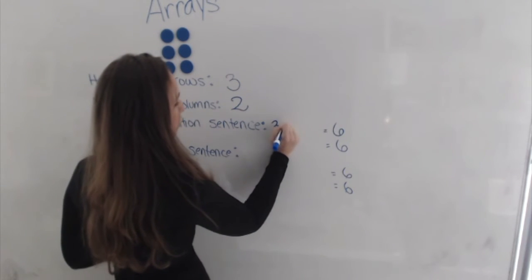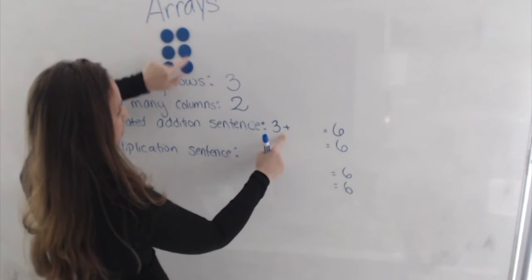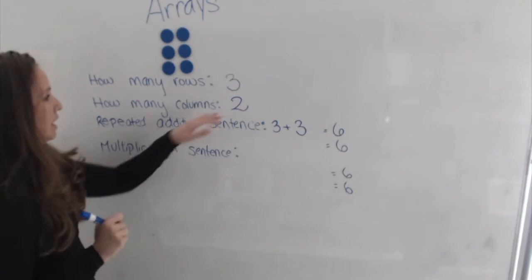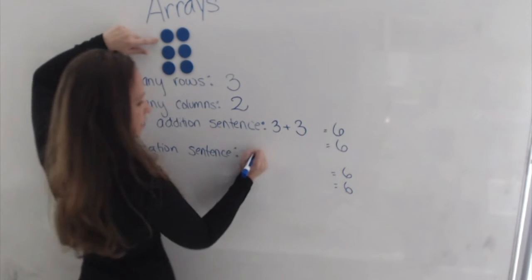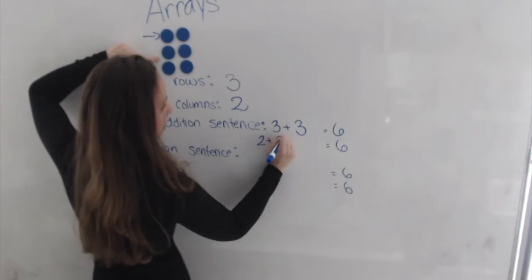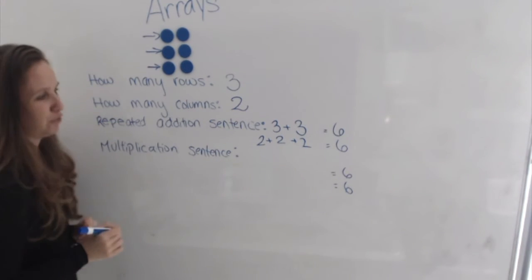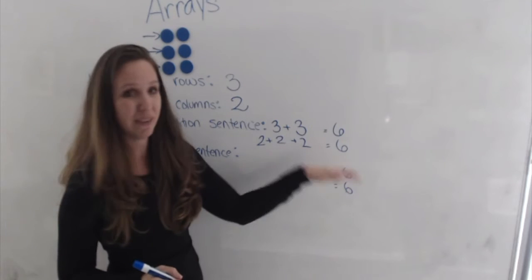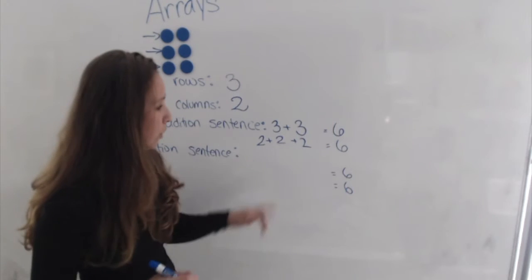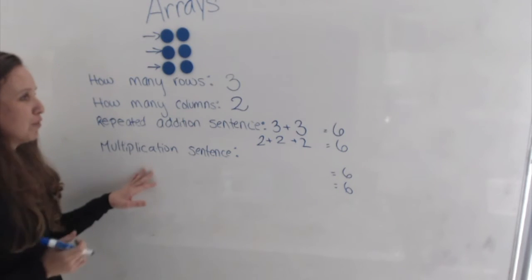How many 3s would we have? We have 1 column of 3, another column of 3, because 3 and 3 make 6. How about going the other way? How many 2s? I have 1 set of 2, another set of 2, and my last set of 2. So I can keep adding 2 plus 2 plus 2, and that makes 6. So I can have my repeated addition sentence go 3 plus 3 equals 6, or 2 plus 2 plus 2 equals 6. So now it's time for the multiplication sentence.